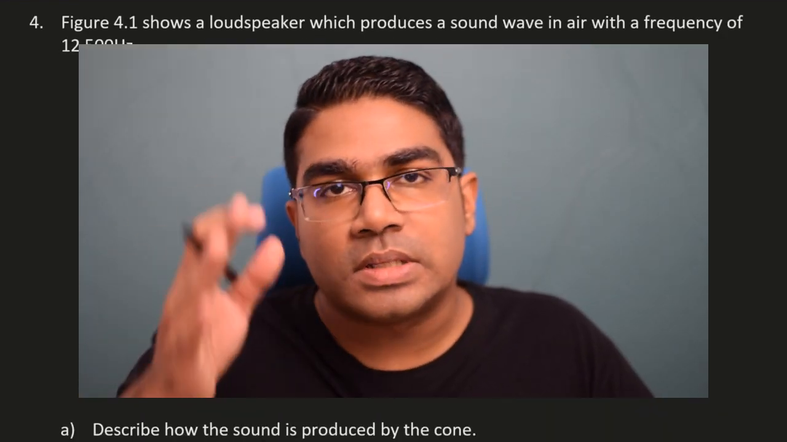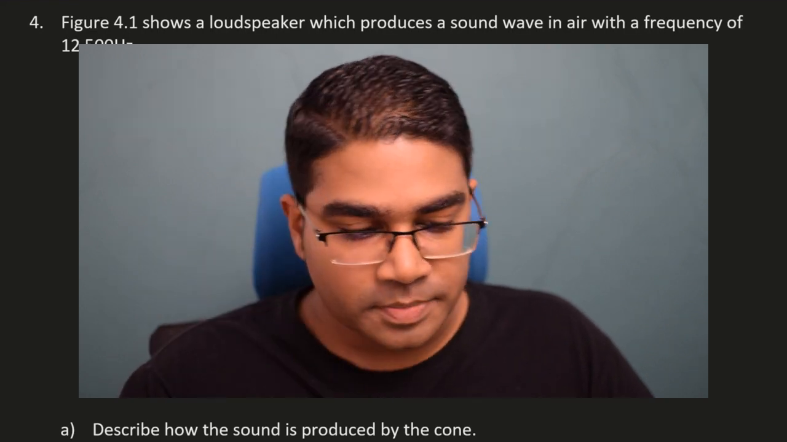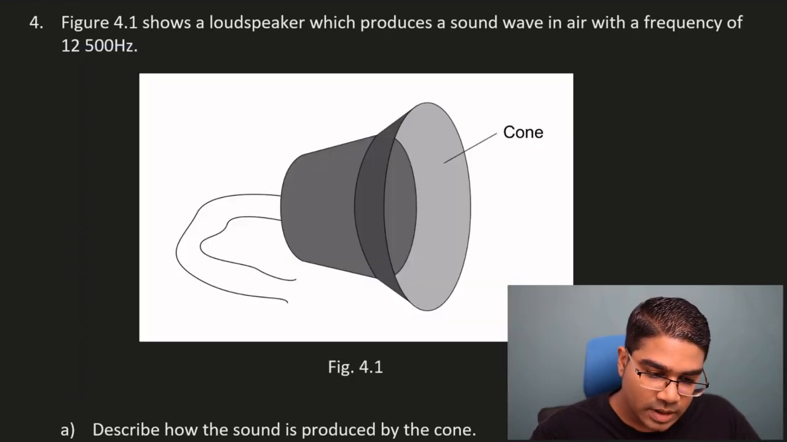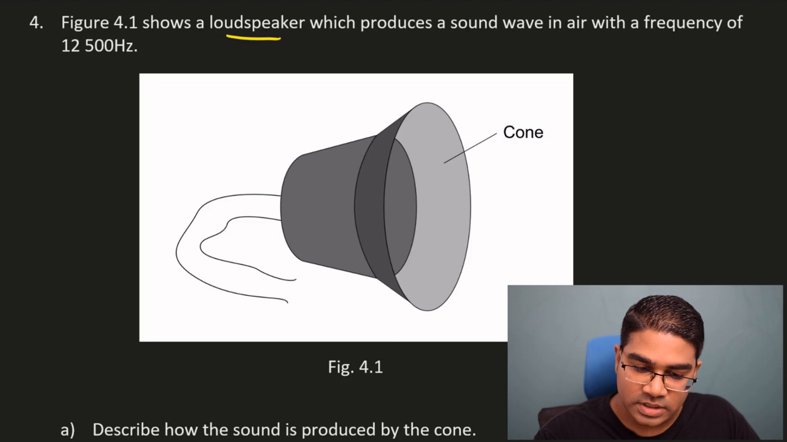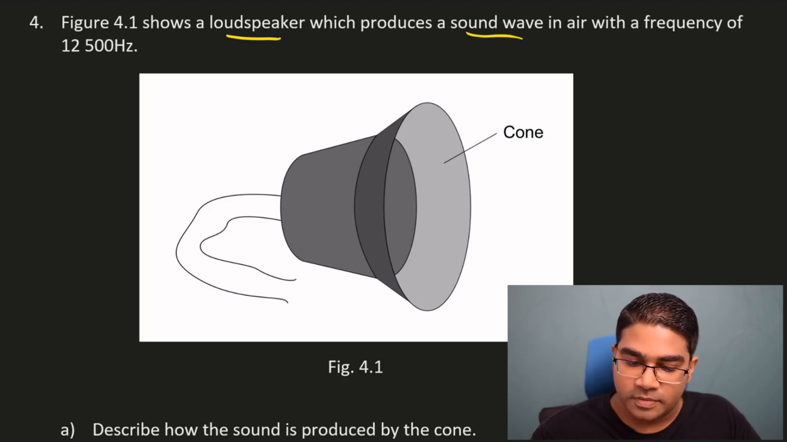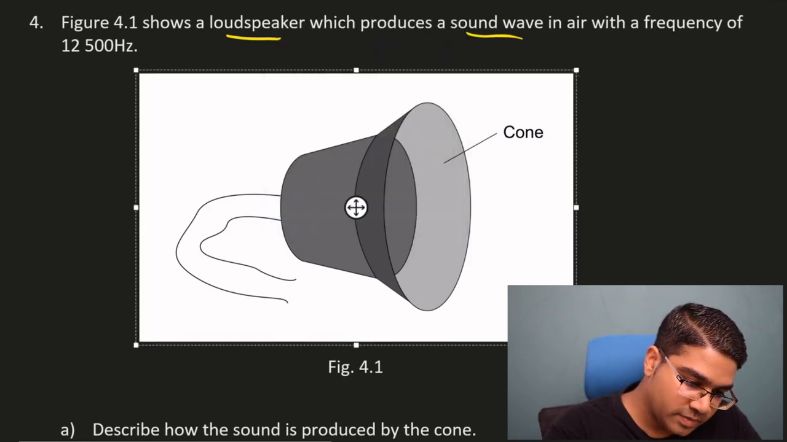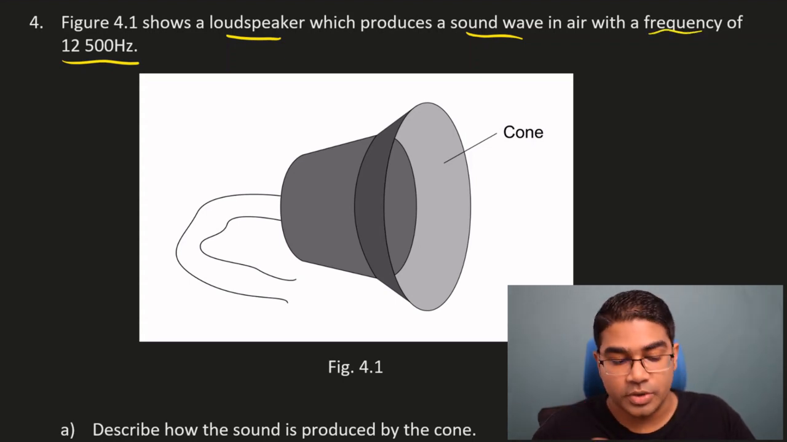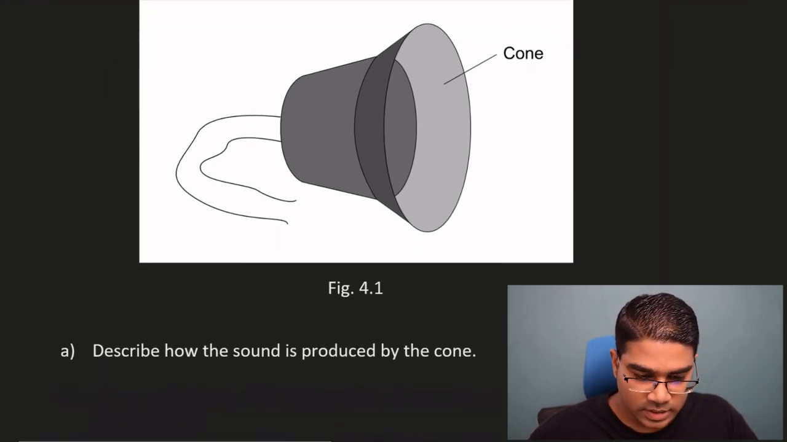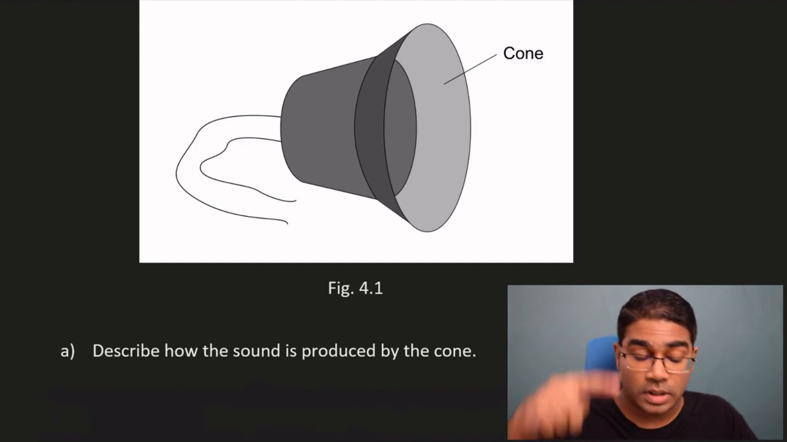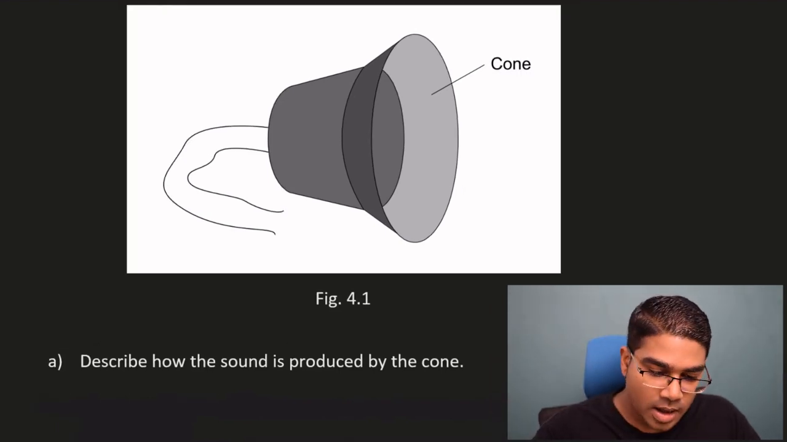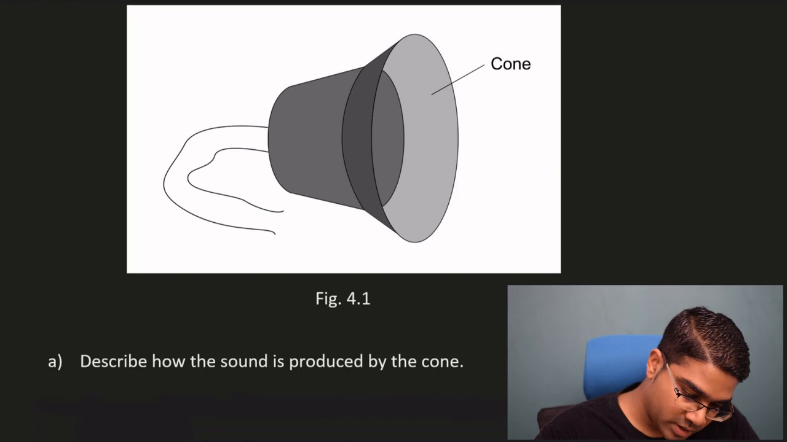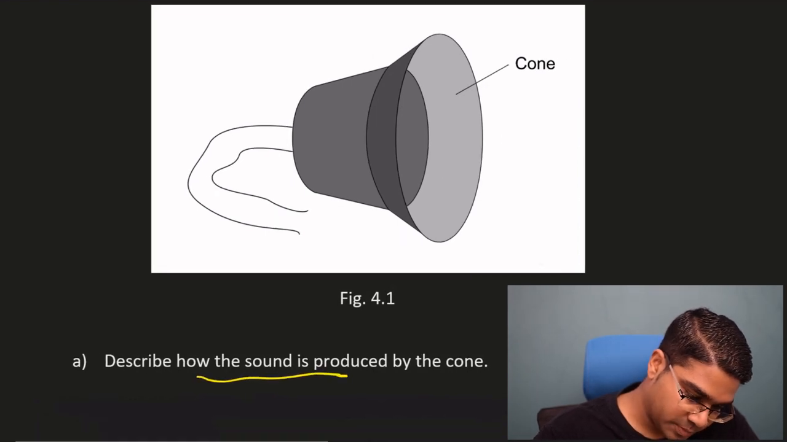This next question is about waves. Let's look at the question. Figure 4.1 shows a loudspeaker which produces a sound wave with a frequency of 12,500 Hertz. So this is the frequency of the sound wave produced. Here you can see the loudspeaker, you can see the cone outside. Describe how the sound is produced by the cone. So how the sound is produced.